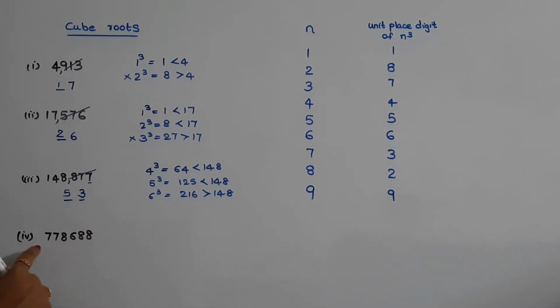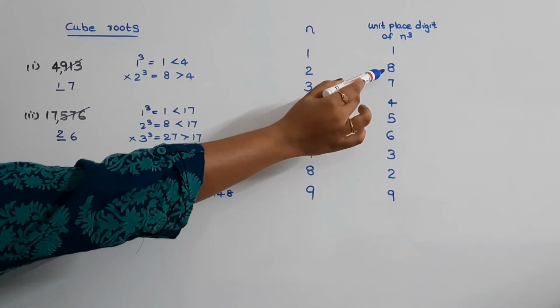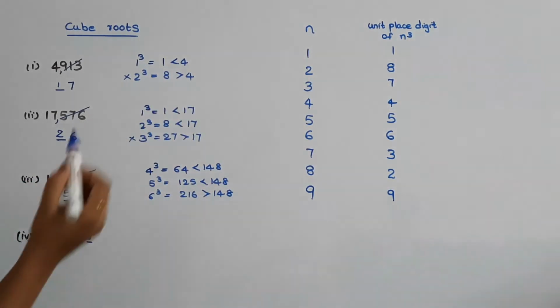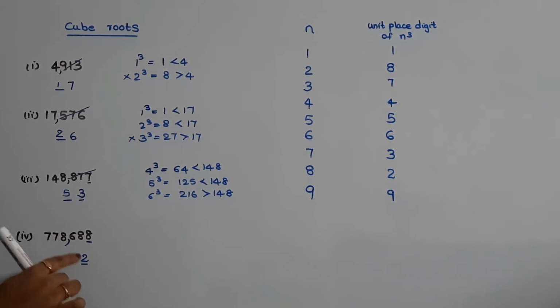Now let us find out the cube root of this number. For that also, you put a comma after the last 3 digits. Here the unit place digit is 8. So for 8, the unit place digit of its cube root is 2. So that you write here. So the unit place digit of the cube root of this number is 2. Now we need to find out the remaining digits. For that, first you cancel these last 3 digits.